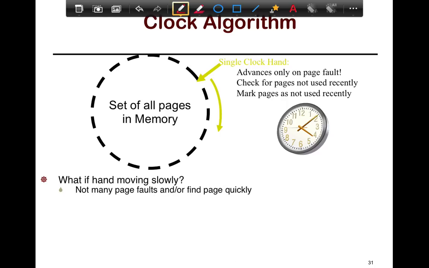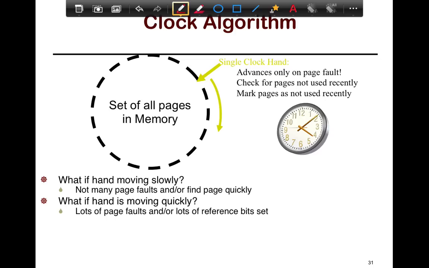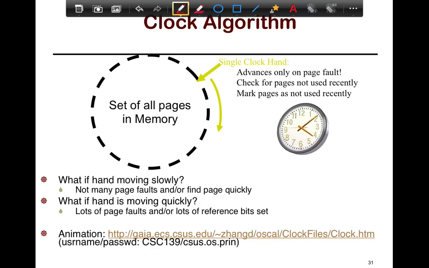So there are a lot of interesting design issues that come up in the system. So what if the hand is moving slowly? This means that there are not many page faults, and we need to find a page quickly. If the hand is moving quickly, it normally means there are a lot of page faults. There are a lot of reference bits that were set. That is, all pages were equally used, or have equal importance.